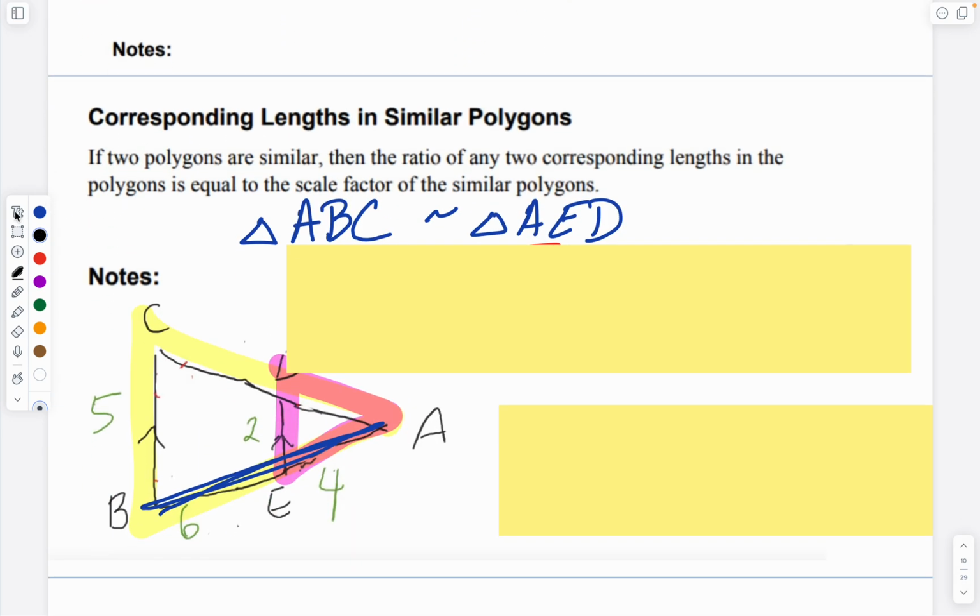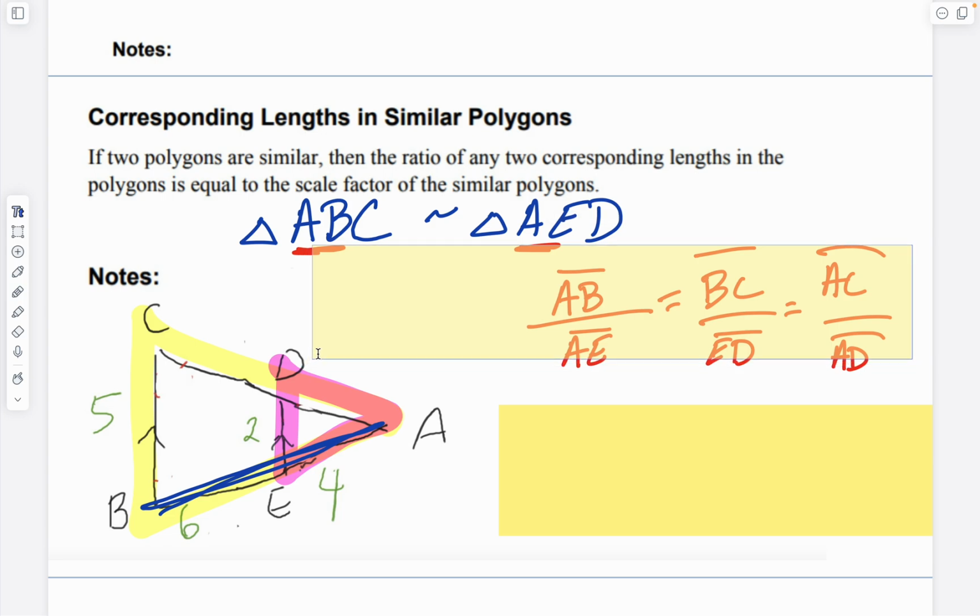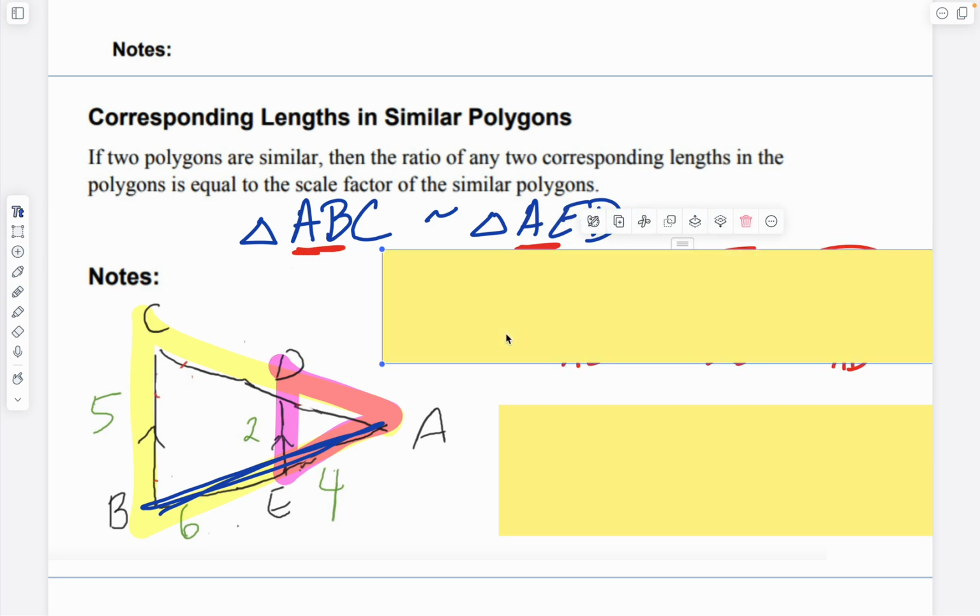Corresponding side lengths of similar figures. If two polygons are similar, the ratio of the two corresponding side lengths is equal to the scale factor. So what does that mean? If I tell you that triangle ABC here is similar to triangle AED, ABC is the larger triangle, and AED is the smaller triangle.